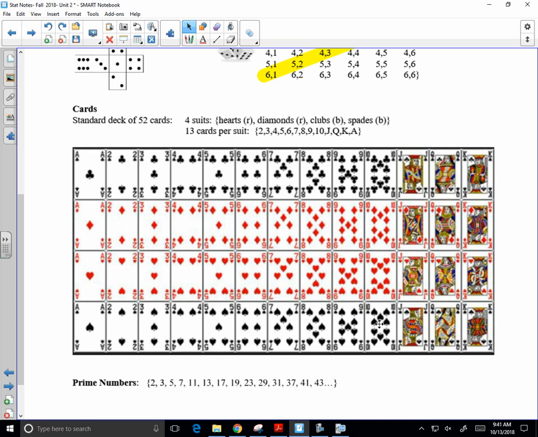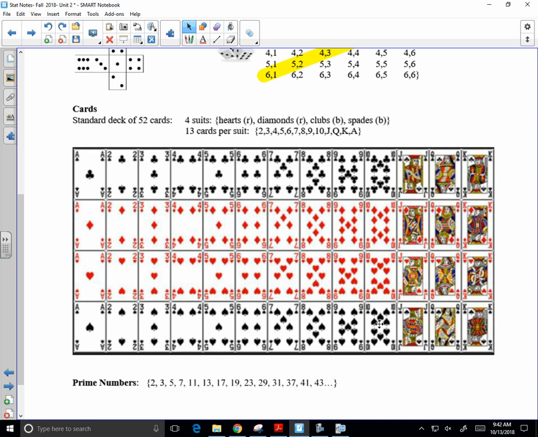So you might be familiar with blackjack or games like that where the jack, queen, and king are worth 10 and the ace is worth 1 or 11. Not the case for all games. So we don't assume that they have numerical values unless you're told so in the problem.